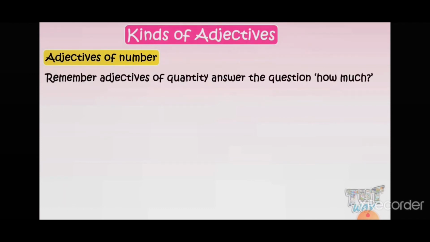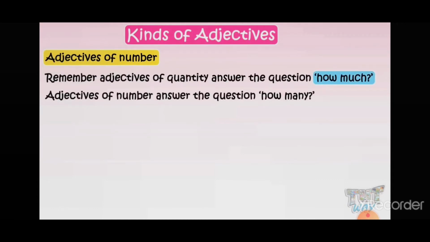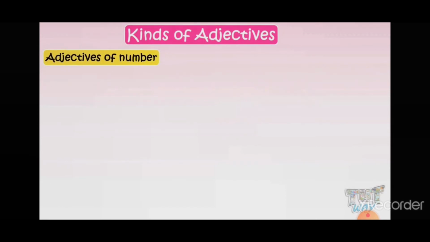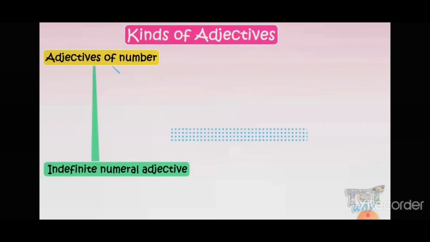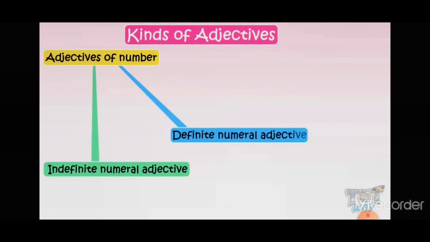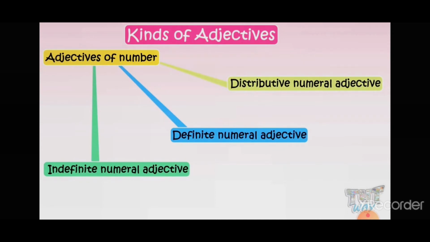Remember, adjectives of quantity answer the question, how much? Adjectives of number answer the question, how many? And adjectives of number are of three types: indefinite numeral adjective, definite numeral adjective, and distributive numeral adjective. Now let's learn the three one by one.